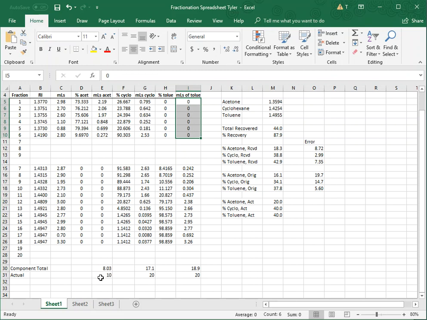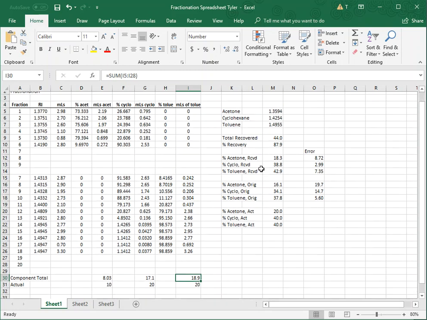All right, so we actually know how much we put into your sample when we gave it to you, and it looks like the actual numbers here should be 10 mils, not 8, 20 milliliters, not 17, and 20 milliliters, not 18.9. So this gives us a very good indication of how well you collected your fractions and how well you were able to separate your fractions from each other.